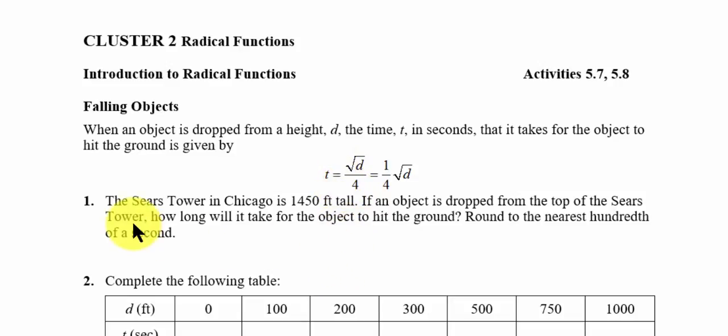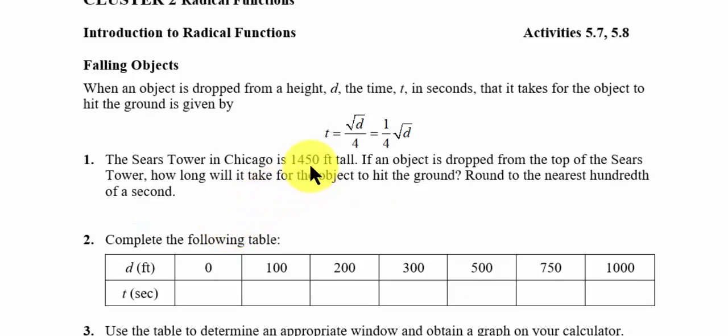For question 1, it says the Sears Tower is 1,450 feet tall, so if the object is dropped, the value d in this case would be the 1,450. How long will it take to hit the ground? Round to the nearest hundredth of a second. If we place the distance 0 in for d, we can get the time. Then we can place the 100 in for d and the 200 in for d and so on, and come up with the time.